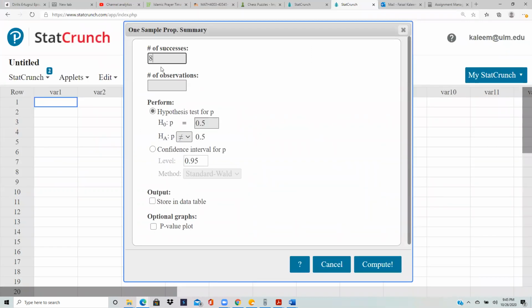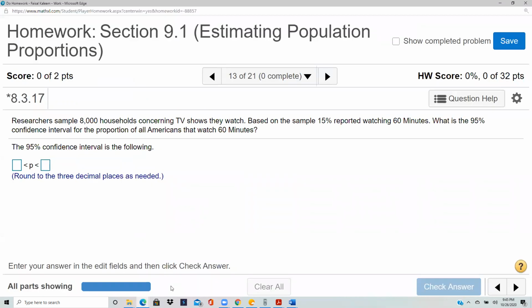So 8,000. And let's see if we can just do 0.15 times 8,000. And it may take it. If it doesn't, it will give an error. So you can also calculate 15% of 8,000 and then just write this value. And then you will select confidence interval, and they did want a 95% confidence interval. So let's see if this works.